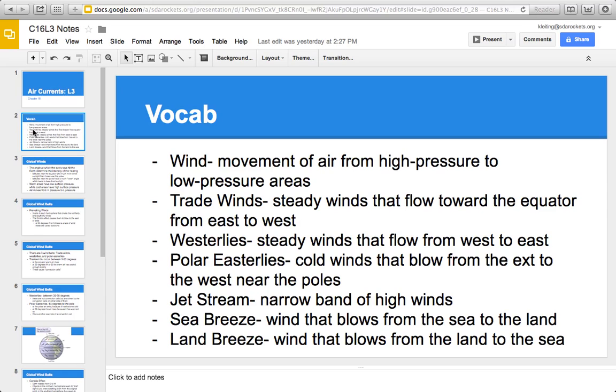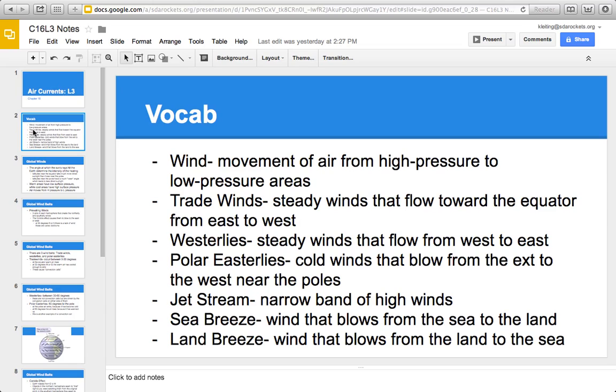Trade winds are steady winds that flow towards the equator from east to west. Westerlies are steady winds that flow from west to east. Polar easterlies are cold winds that blow from the east to the west near the poles. Jet stream is a narrow band of high winds.